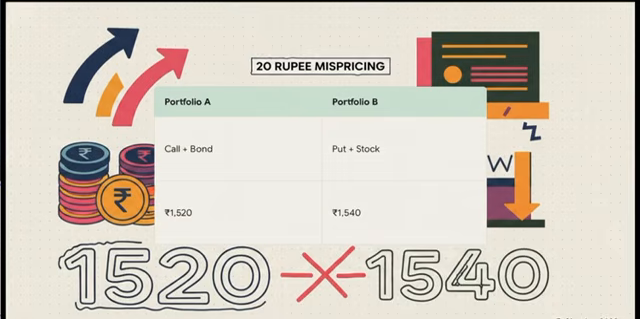Let's stack these 2 sides against each other using our formula. Portfolio A, right? The call plus the bond. That's 120 plus 1,400, giving us 1,520. Now portfolio B, the put plus the stock. That's 40 plus 1,500, giving us 1,540. Wow, this brilliantly illustrates a glaring 20 rupee mispricing by the market. 1,520 does not equal 1,540.